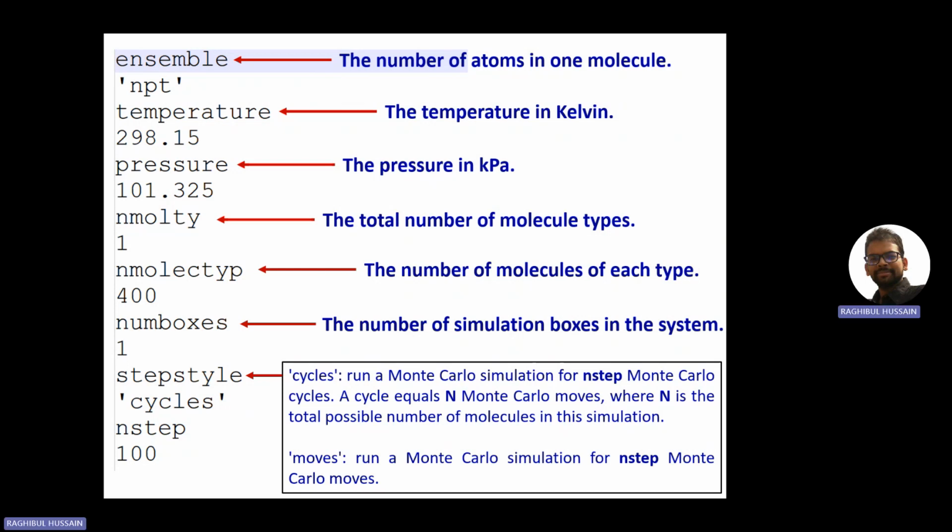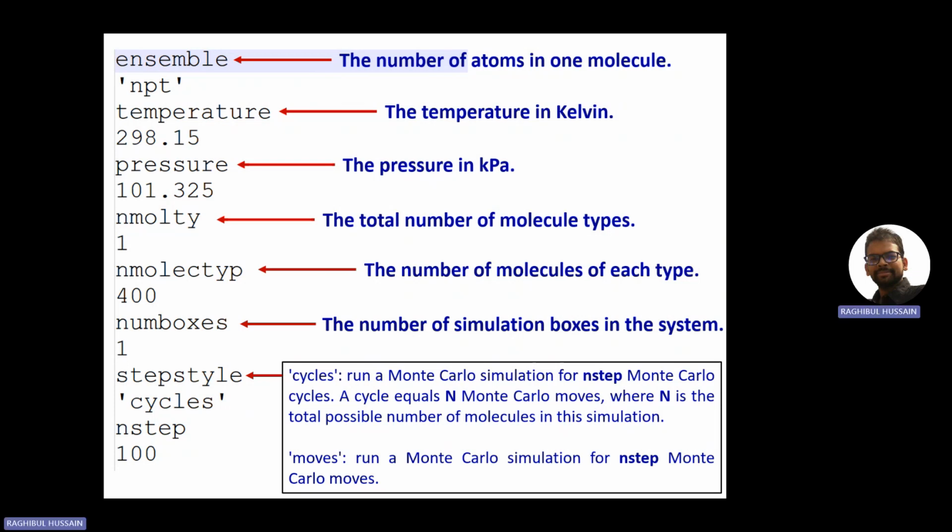So what is a cycle? In this code, suppose you have 100 water molecules in your system, and if you define a cycle, one cycle is equal to n moves. If in your system there are n molecules, so one cycle will be equal to 100 moves. In this case, you have 100 molecules, so when you define cycle, it means one cycle is equal to 100 moves. Or in another case, you can directly use moves. So both options are available.